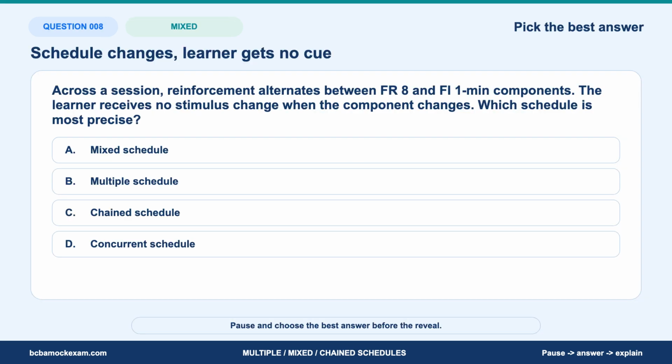Question 8. Slow down and locate the transition cue. Across a session, reinforcement alternates between FR8 and FI 1-minute components. The learner receives no stimulus change when the component changes. Which schedule is most precise? The choices are A. Mixed schedule. B. Multiple schedule. C. Chain schedule. D. Concurrent schedule. Pause now and choose the best answer.